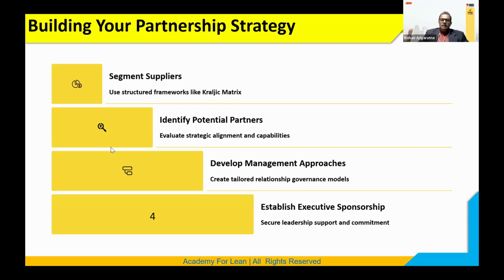So, if you are going to build a strategic partnership, you have to develop management approaches, like create tailored relationship governance models. Together, create a mechanism to develop both parties with your approaches. And establish executive sponsorship, like secure leadership support in the company. You can get high-level support to develop the supplier as we want, based on your requirements and goals, right?